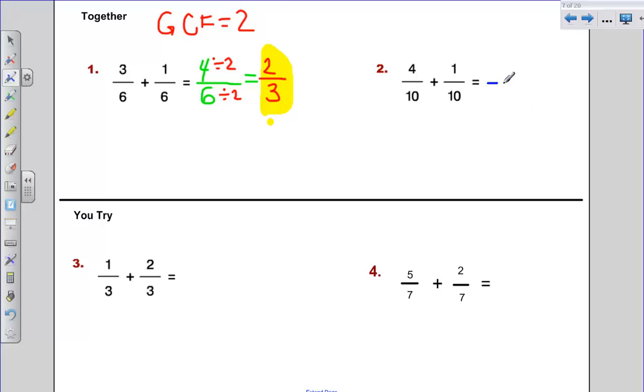Okay, let's try this next one. Again, denominator is the same, so I just get to copy it down. And I have 4/10 plus 1/10. So 4 plus 1 is 5.